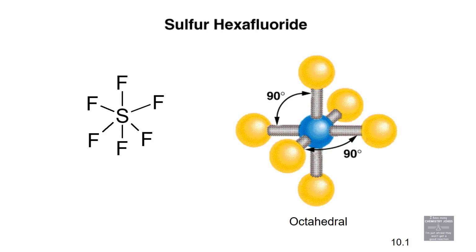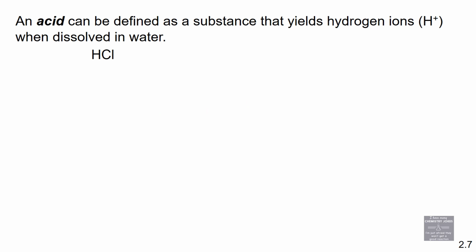Know those geometry shapes. One place where we will use these geometry shapes is in the structures of oxoacids. What the heck are oxoacids? Well, let's go back and define what an acid is. Something that makes H plus when dissolved in water. HCl is an acid. When you have HCl just as the molecule, not dissolved in water, as a gaseous thing, that's called hydrogen chloride.